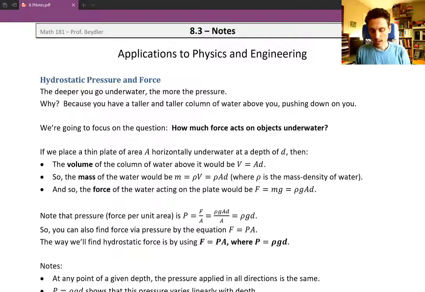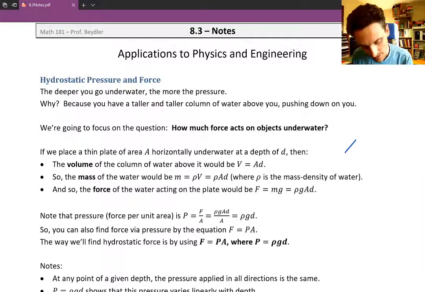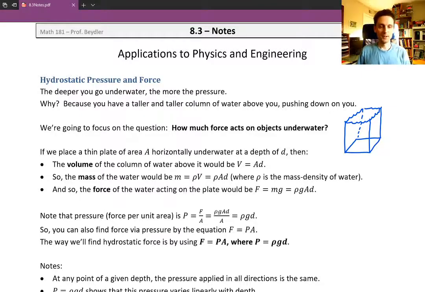underwater? And we'll start by thinking about a thin plate that has area A and is horizontal underwater at a depth D. Let me draw a little picture of a thin plate. We'll just make it a little rectangular plate. And it's underwater at a depth D. Here's the top of the water. Not a perfect rectangular prism, but close enough. The depth there is D, and the area of this thin plate, we're told, is A.